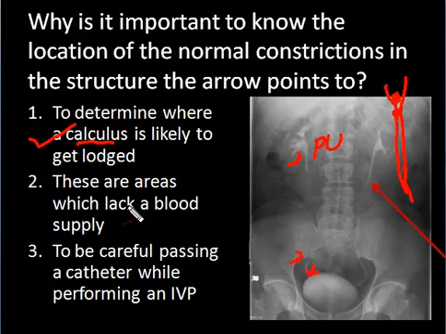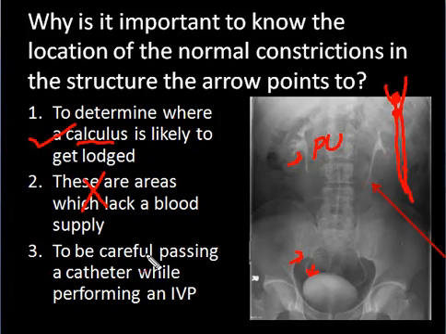Let's look at the other choices to make sure they are not better than this one. So the second is, these are areas which lack a blood supply. This is not true. It's just that there is a normal constriction over there. It's not that the ureter lacks a blood supply. So this is not true.